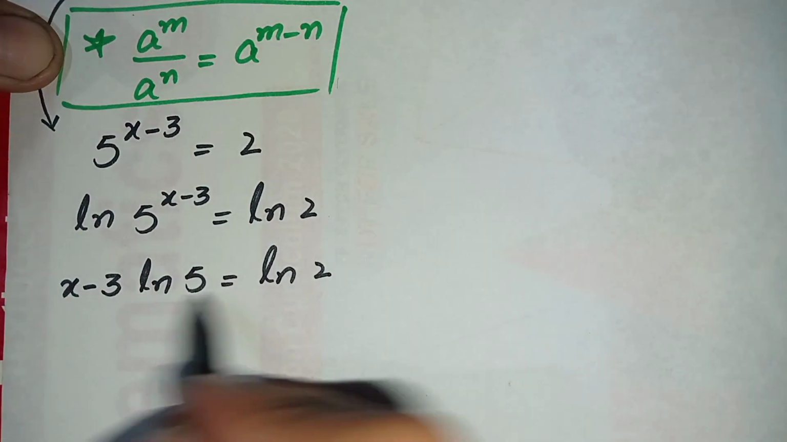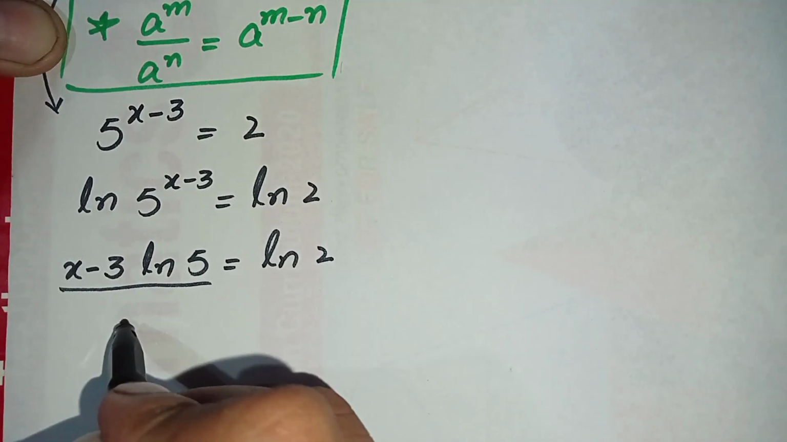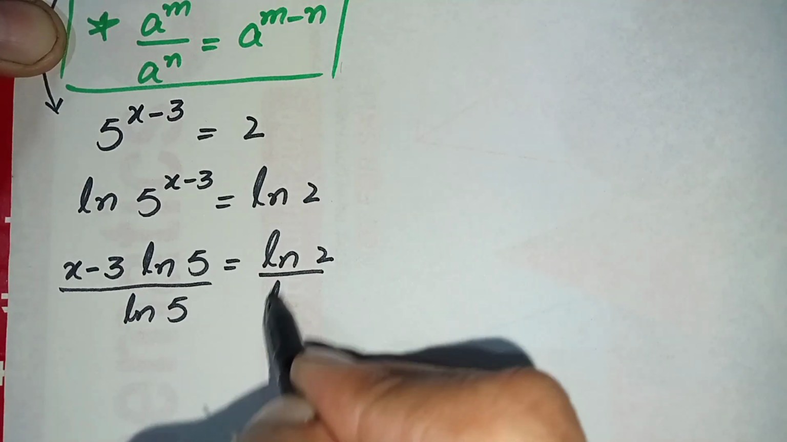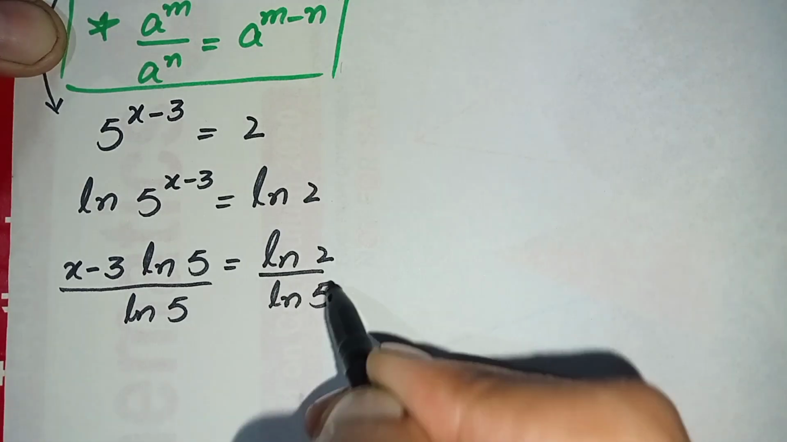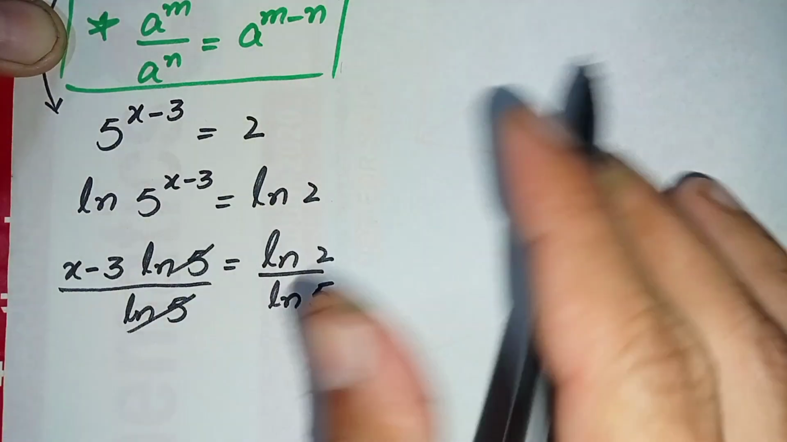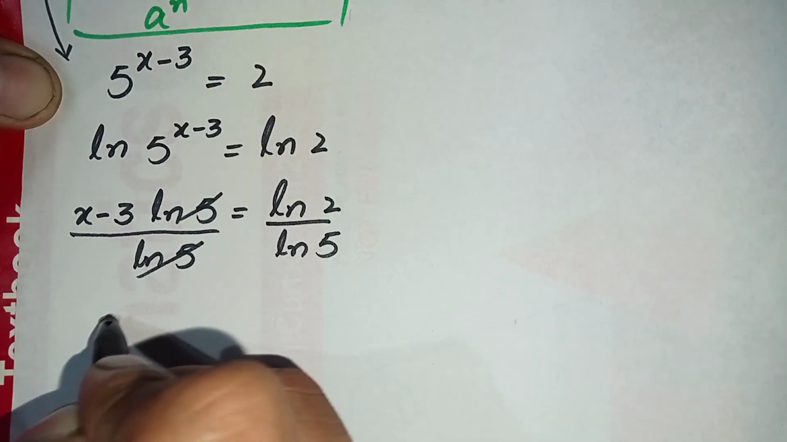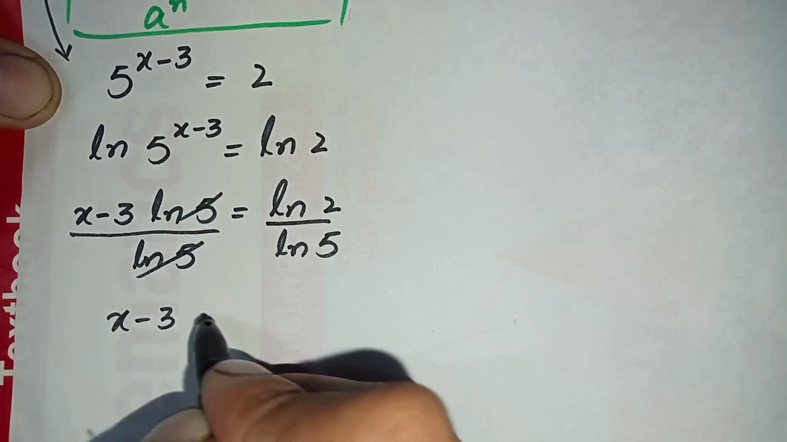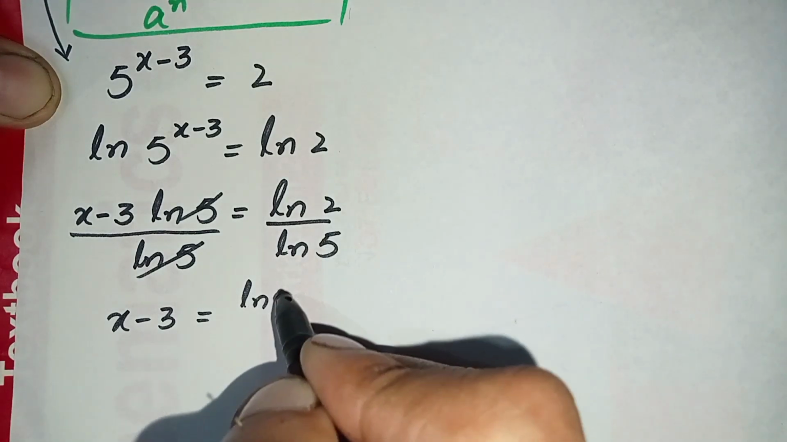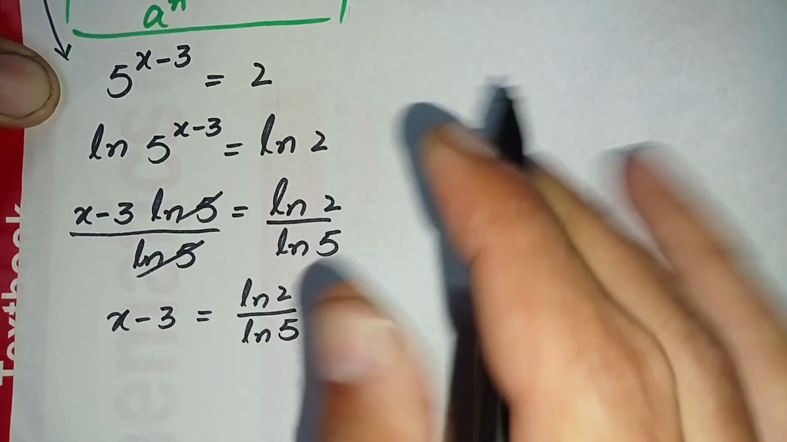Let us divide both sides with log of 5. So it will become x minus 3 times log of 5 divided by log of 5, and also divide this side by log of 5. So here in the left hand side, this log of 5 and this log of 5 will be cancelled with each other. So here only x minus 3 will be left. And the right hand side, this will be the same, natural log of 2 divided by log of 5.